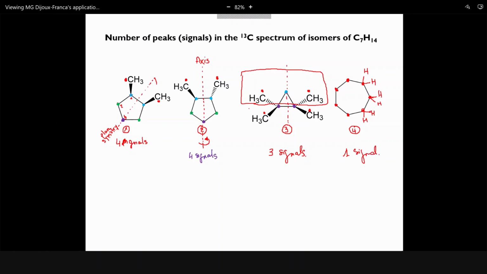We are on carbon 13, okay? But in proton, it will be the same. I will have only one signal for all these protons. It would be different if here I had something like that, for example. Okay?